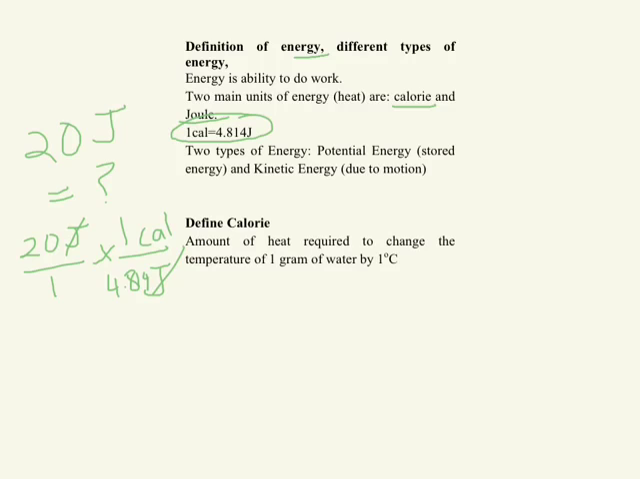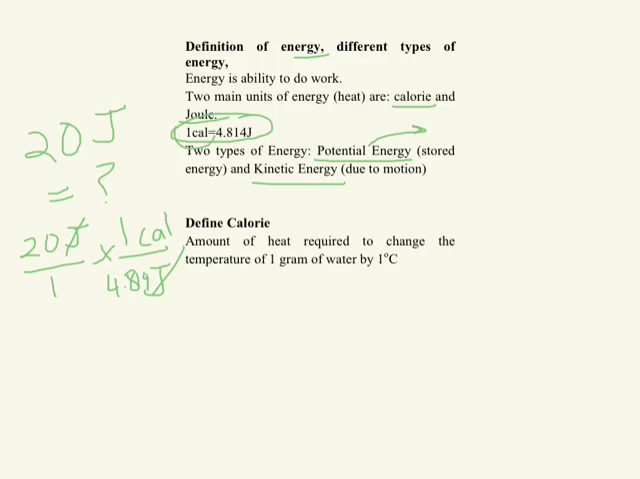Now there are different types of energies. The main two types of energies that you need to know are potential energy and kinetic energy. Kinetic energy is the energy due to motion, and potential energy is the stored energy. That's the energy that results from position or is stored within a substance.